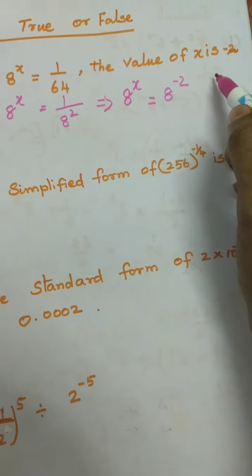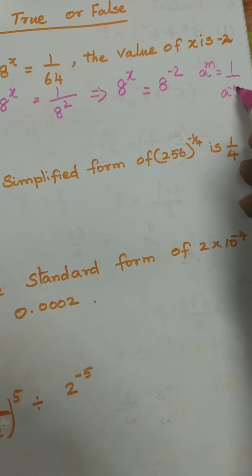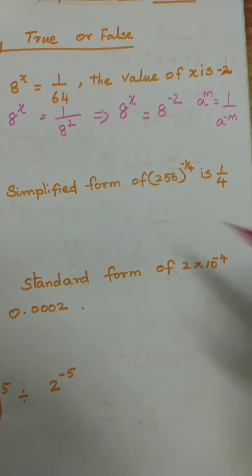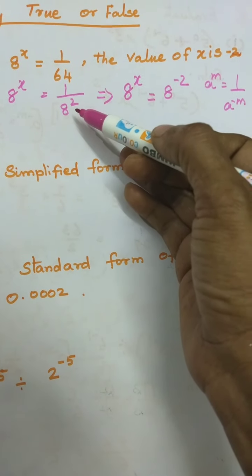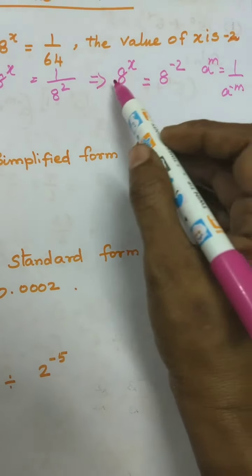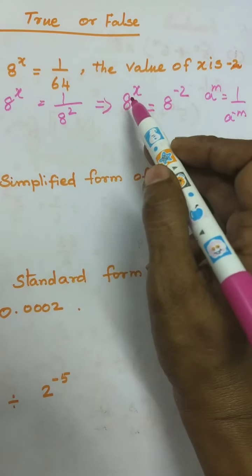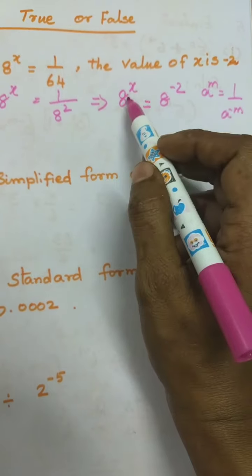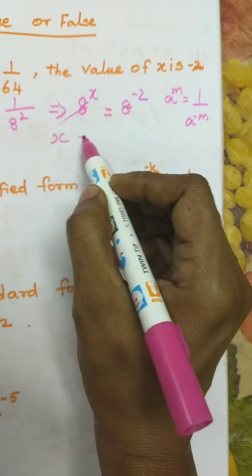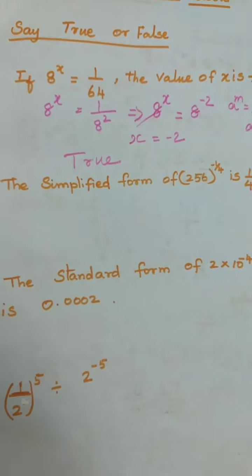You can write like this, because we have one formula, no? a power m is equal to 1 by a power minus m. Otherwise, a power minus m is equal to 1 by a power m. Now, it is positive in the denominator. If you bring to the numerator, it will come as minus 2. So, bases are same. 8 is the base and x and 2 are the exponents or powers. The powers also same. So, x is equal to minus 2. Then it is true. Okay, this is the answer.